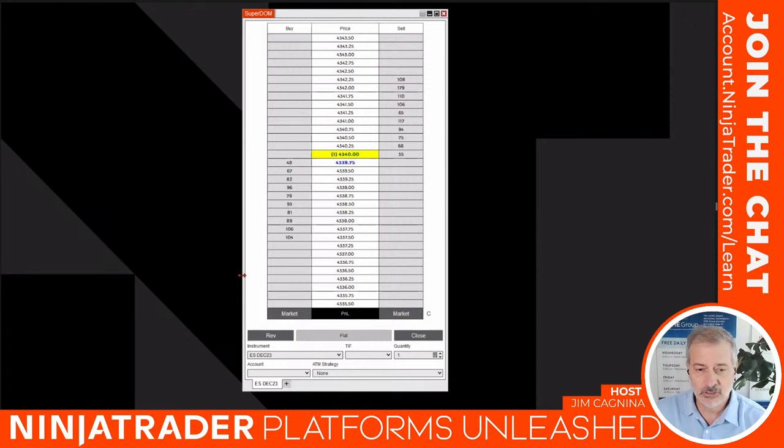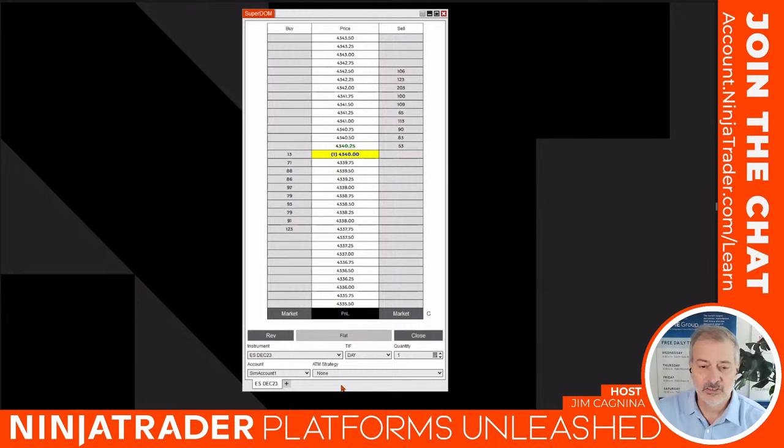That's your default. On the lower left is your account. Let's go ahead and put an account. I have a few different accounts here. We'll choose an account. A lot of times, if you don't, the account comes up blank. So a lot of times you forget about it and you start trying to trade and it won't let you because you haven't selected an account. ATM strategies, we're going to cover this a little bit later.